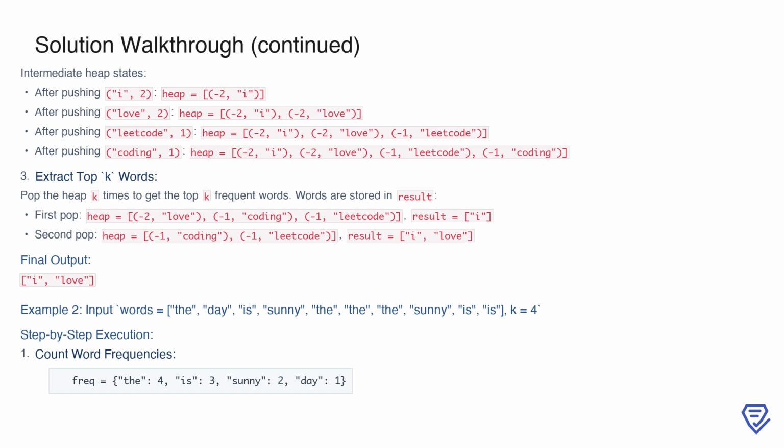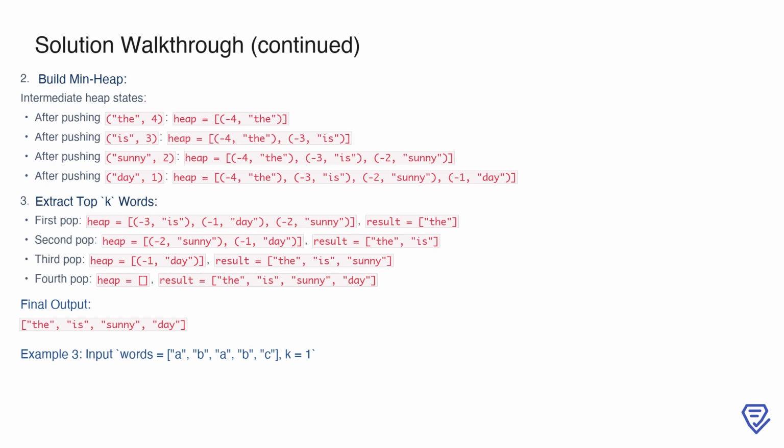Once the heap is fully constructed, we proceed to extract the top k words. This involves popping from the heap k times. The first pop removes I, leaving us with a heap of -2, love, -1, coding, -1, LeetCode, and our result array contains I. The second pop removes love, resulting in -1, coding, -1, LeetCode, and a final result of I, love. Thus, the output for this example is I, love.